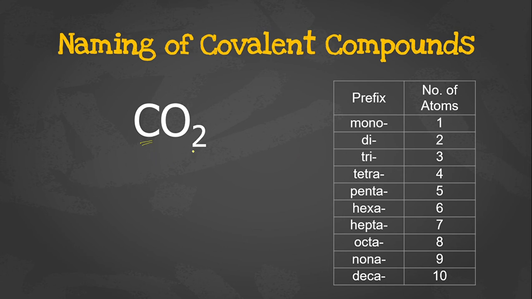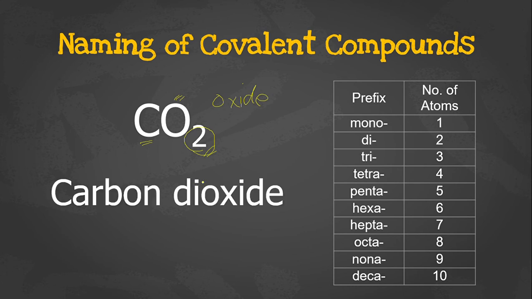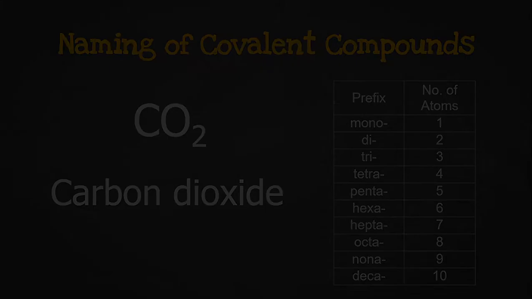Pero dito, dalawa yan. So, indicate natin yung number ng atoms by attaching a prefix to the name of this element. Pero, gagamitin pa rin natin yung ide. So, this is still oxide. Okay? Pero mag-attach tayo ng prefix na di kasi dalawa yung oxygen natin. So, therefore, this is carbon dioxide. Dalawa yung oxide eh. So, carbon, oxide, pero dalawa. So, it's carbon dioxide. How about this one?